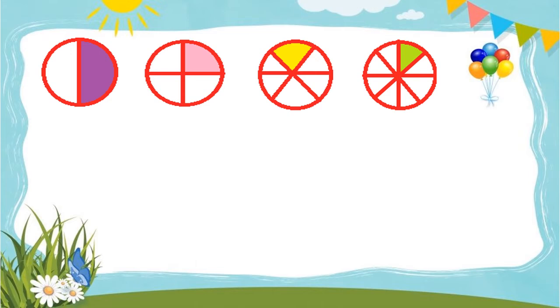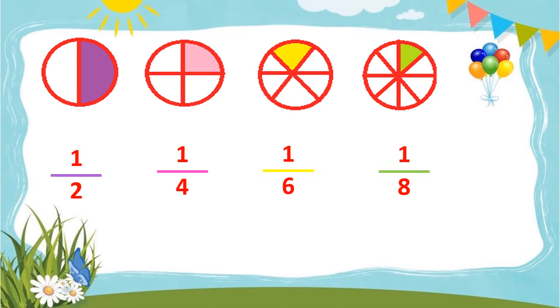The first circle: if I take one part from the two parts, the fraction will be 1 out of 2. And the second one, if I take one from the four parts, it will be 1 out of 4. The third one, if I take one from the 6 parts, it will be 1 out of 6. And the fourth, if I take one of the 8 parts, it will be 1 out of 8.